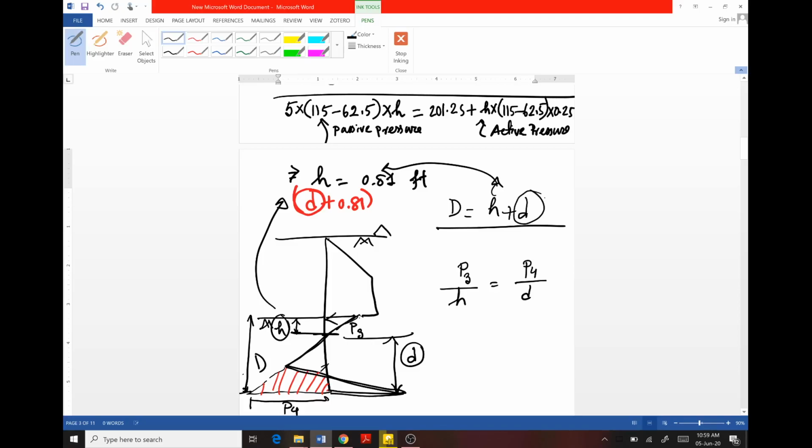Now P4 is equal to P3 by H into D. So we have already determined the value of P3, which is 201.25, into D divided by 0.81. So that sums up to 248.46 D. P4 is equal to 248.46 D. Let's take it as equation 1.